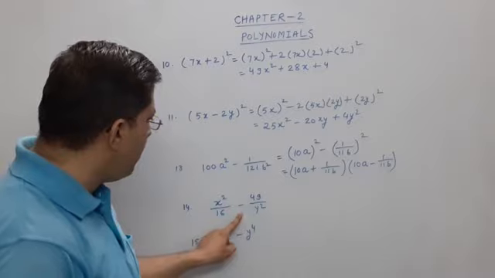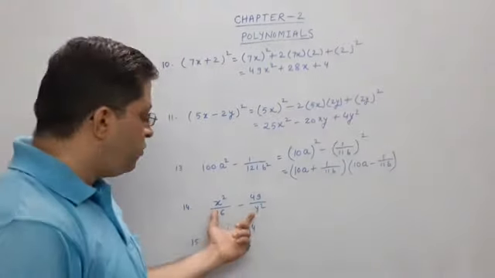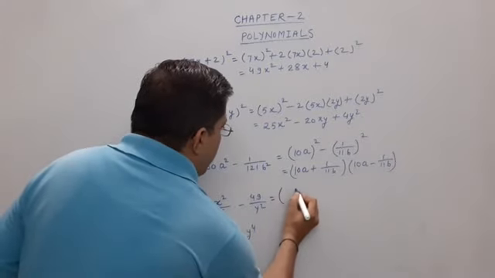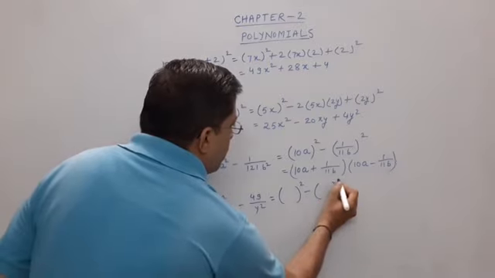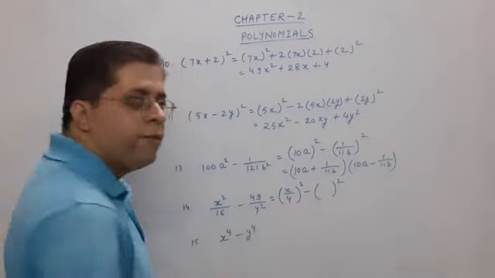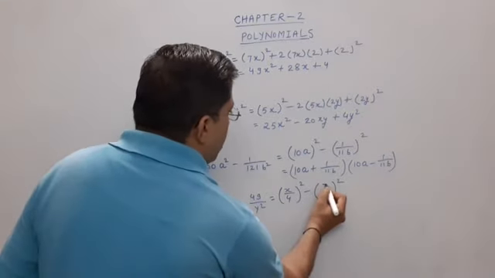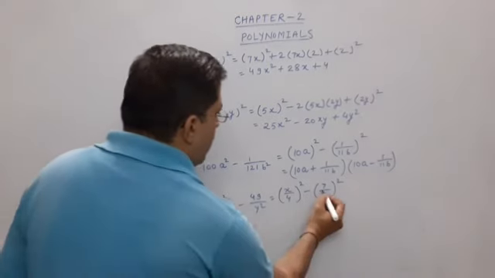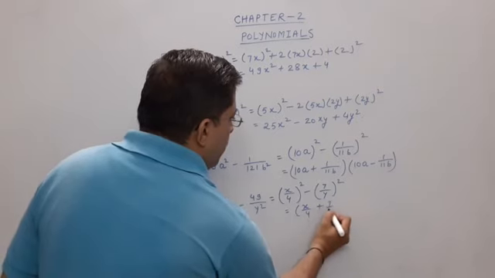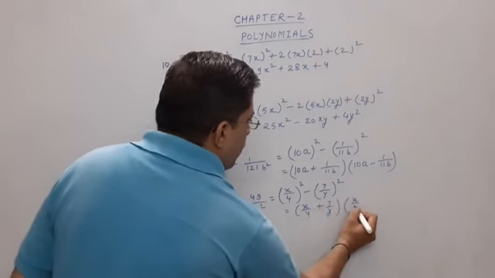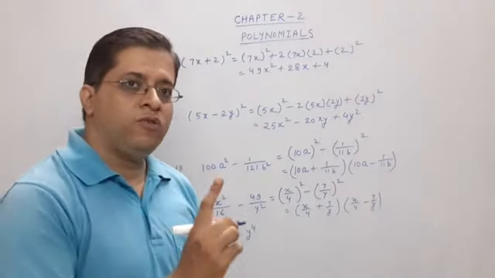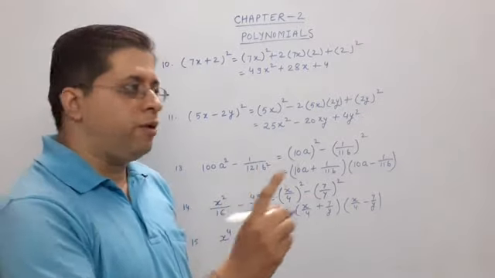Okay, one more question, same one. x square upon 16 minus 49 upon y square. This is looking like again a square minus b square. I am converting in standard form. I can write x because 16 is 4 square. Here 49, it is 7 square. Y square you can write y. What is the answer? (x upon 4 + 7 upon y)(x upon 4 - 7 upon y), with the help of identity a square minus b square equal to (a + b)(a - b).